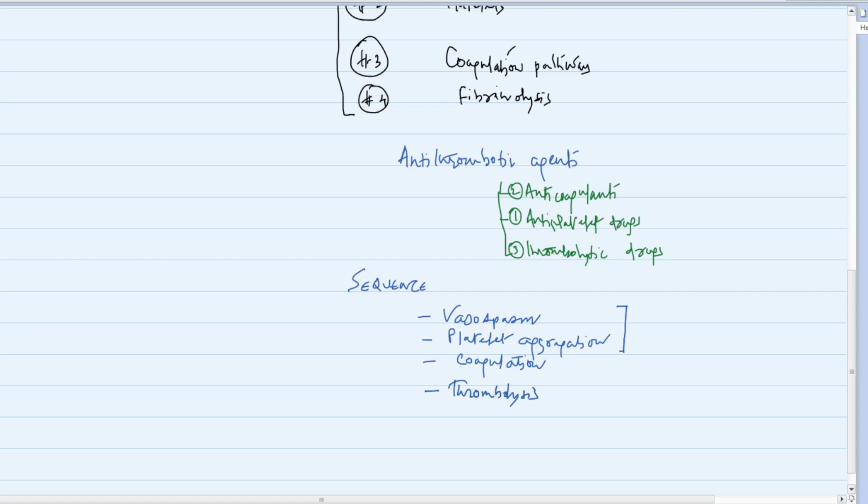The first two are formally classified as primary hemostasis. Coagulation is secondary hemostasis.